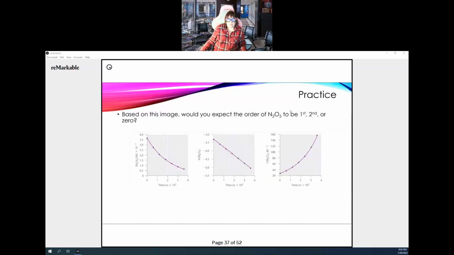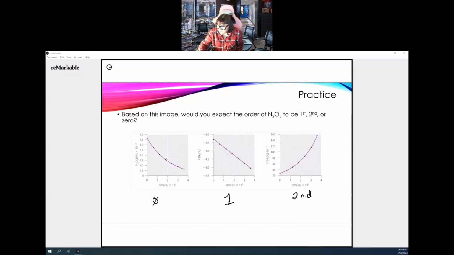So let's do some practice. Based on this image, would I expect the order of N2O5 to be first, second, or 0? Well, let's take a look at what we're looking at. I have the concentration of N2O5 versus time, so this would be the zero order one. Here I have the natural log of the concentration versus time, so this is first order. And this one is 1 over the concentration of N2O5 versus time, so this would be my second order.